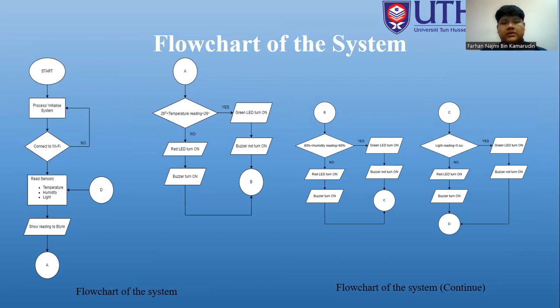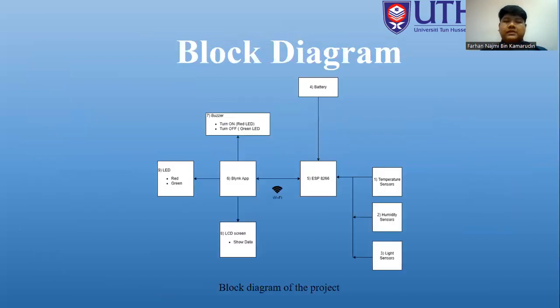Okay, it continues. If the humidity is less than 80% or more than 90%, the LED will turn on and the buzzer turns on. And the last one, it will read the light level, which is 5 lux. If it is less than 5 lux, then it will be okay. And if it is more than that, the LED turns on, the buzzer turns on, and then the process is repeated at the read sensors step.